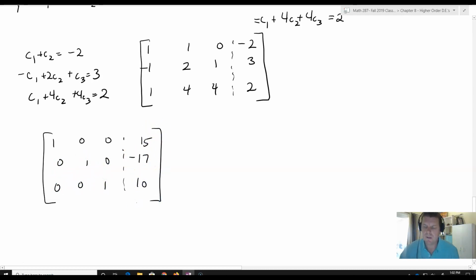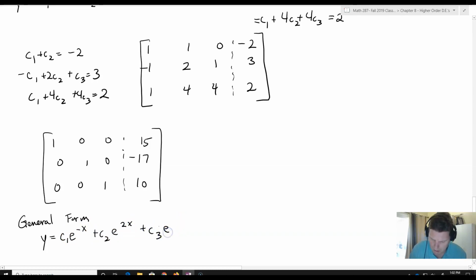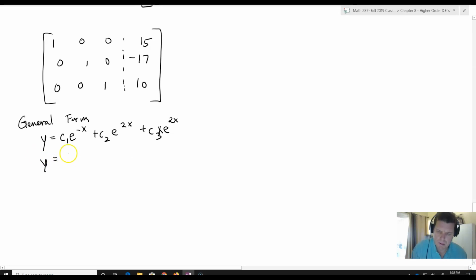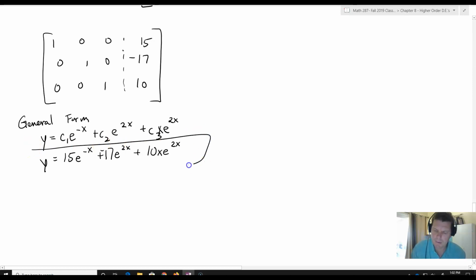And so consequently, if you remember our general form was y equals c1 e to the negative x plus c2 e to the 2x plus c3 x e to the 2x. So now our particular solution will end up being y equals 15 e to the negative x minus 17 e to the 2x plus 10 x e to the 2x. And that is our particular solution.